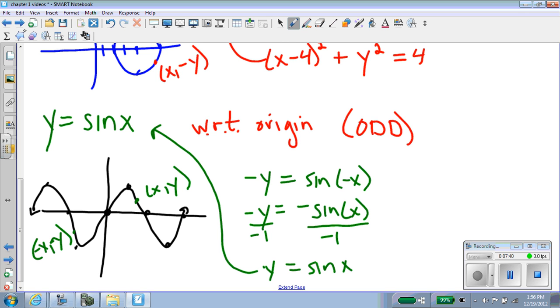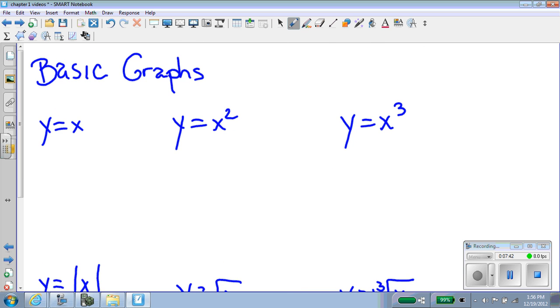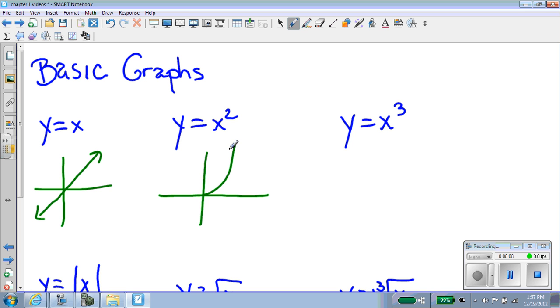If you already know your basic graphs, you can stop watching this video. If you don't, stick around for a moment to see our basic graphs. These are graphs I expect you to know. Our first one, y equals x, we should all know, is a line coming through the origin with slope 1. Y equals x squared, we should recognize as a parabola with vertex at the origin.